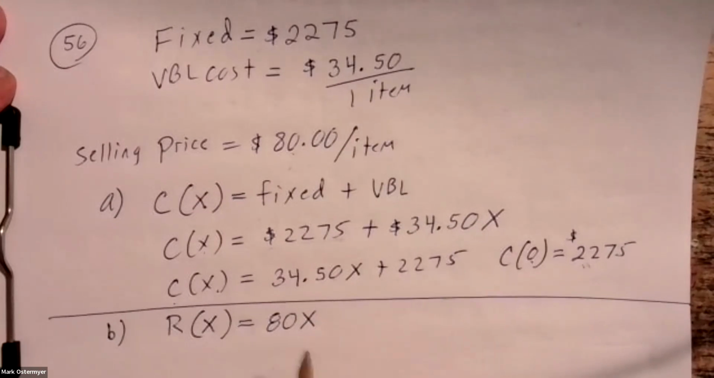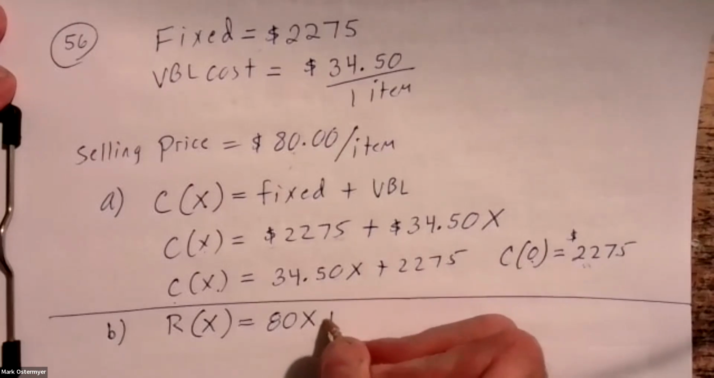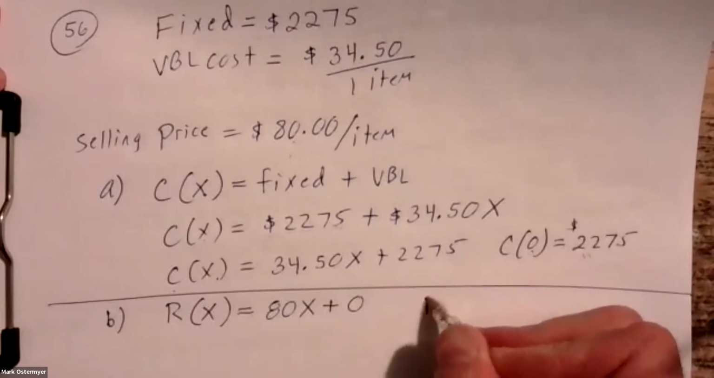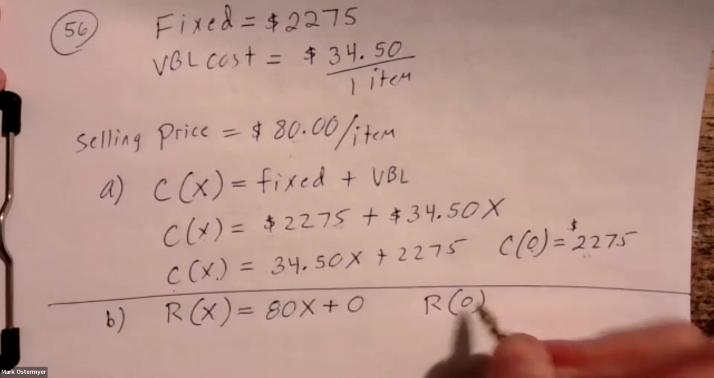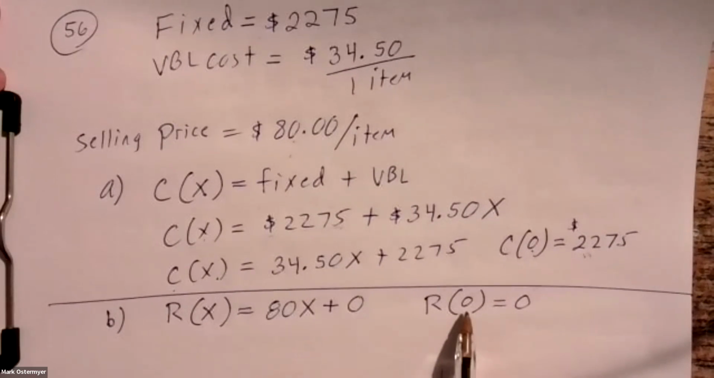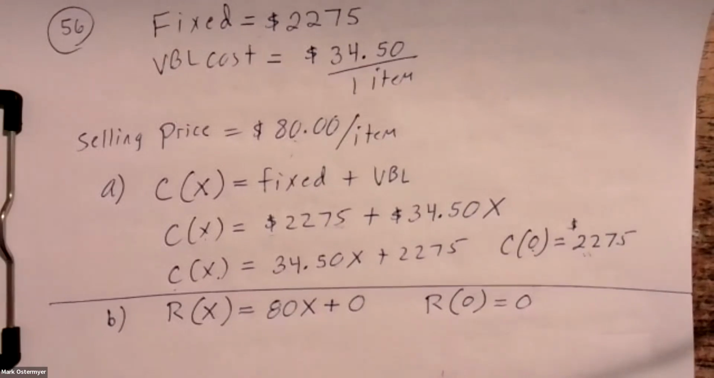It's a linear function. The slope of this revenue function is the rate at which we bring in revenue, $80 for every item we sell. Technically, the y-intercept of this revenue function is 0, which makes sense, because if you put 0 in for X, you're going to have 0. If you sell 0 items, you're not bringing any money in. You don't even have to say plus 0. It's understood the y-intercept is 0.